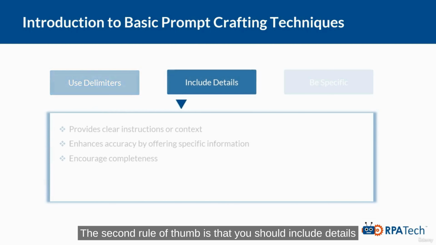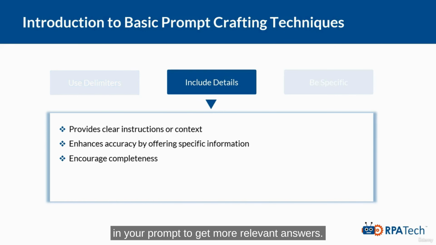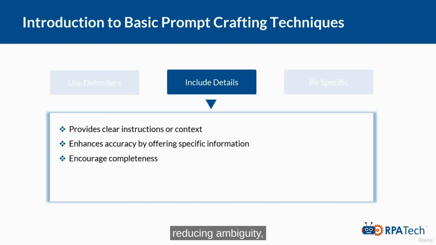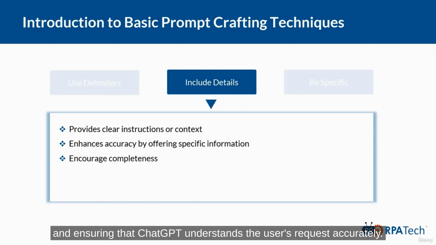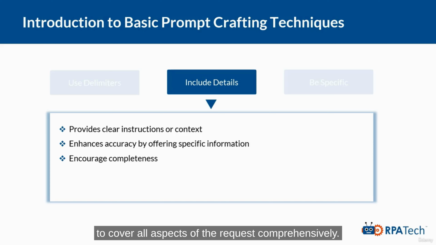The second rule of thumb is that you should include details in your prompt to get more relevant answers. It ensures clarity by providing clear instructions or context, reducing ambiguity, and ensuring that ChatGPT understands the user's request accurately. It also enhances accuracy by offering specific information or examples for reference, helping ChatGPT generate more relevant responses. And detailed prompts encourage completeness, prompting ChatGPT to cover all aspects of the request comprehensively.